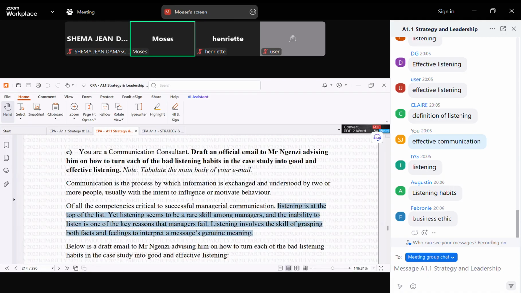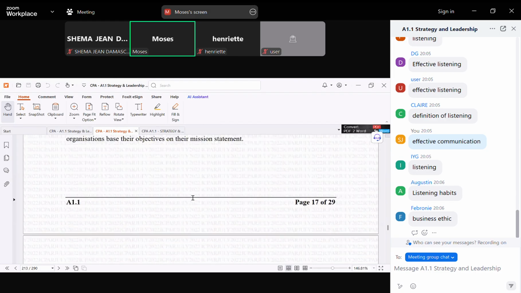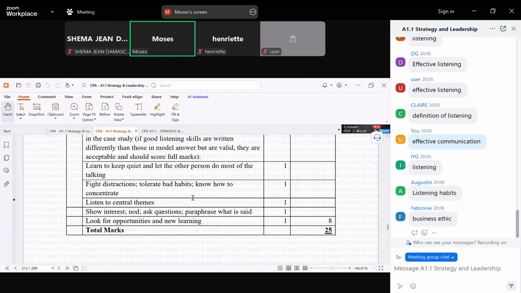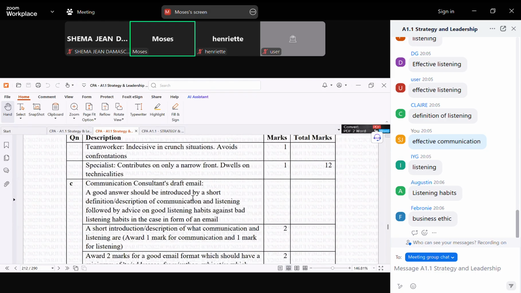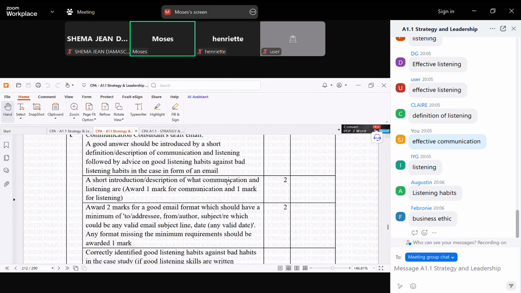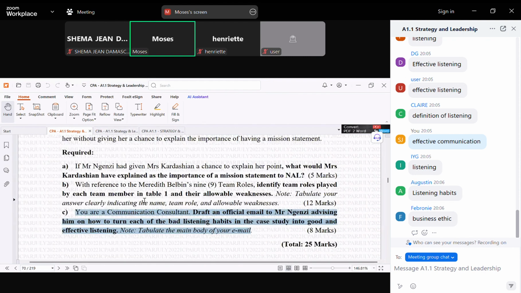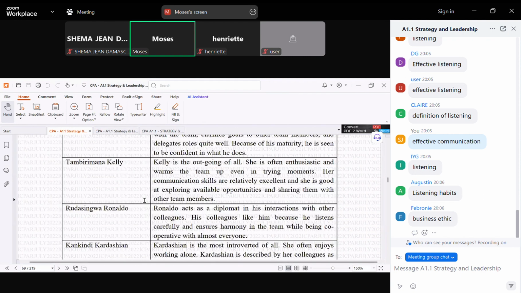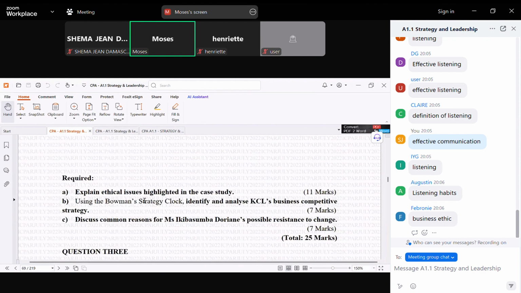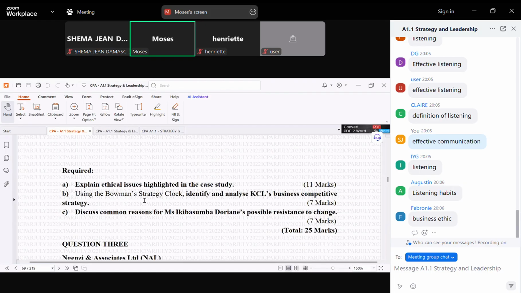Which is great. Because I think, let's see the marking guide. A short introduction of what communication and listening are. Okay. Communication 1 mark, listening 1 mark. Okay. Perfect. Let's go to another question here, question 2 and C. And this is going to be the last one for us to make sure we understand what is needed.